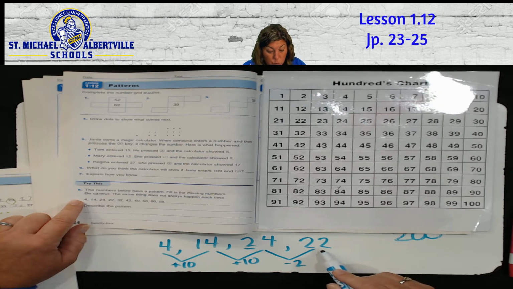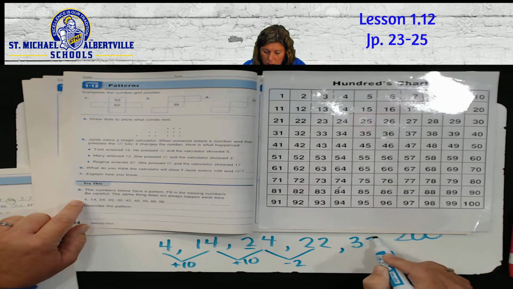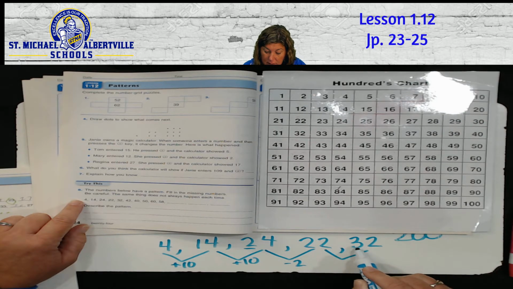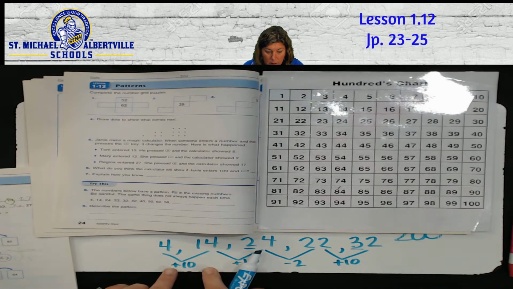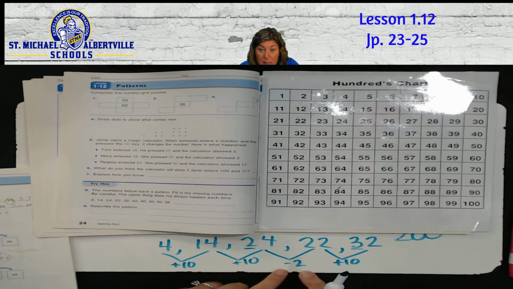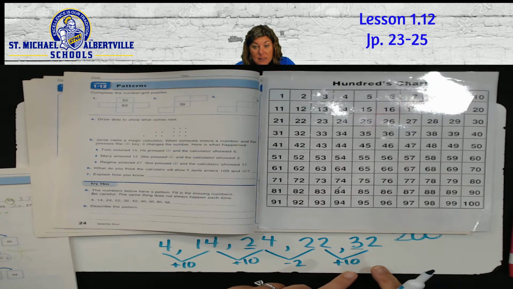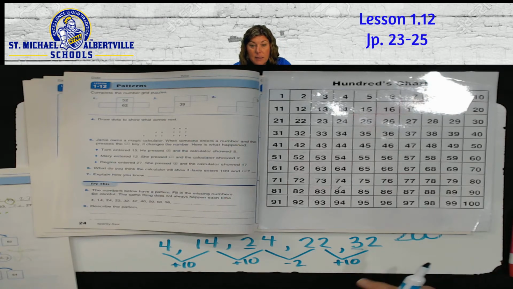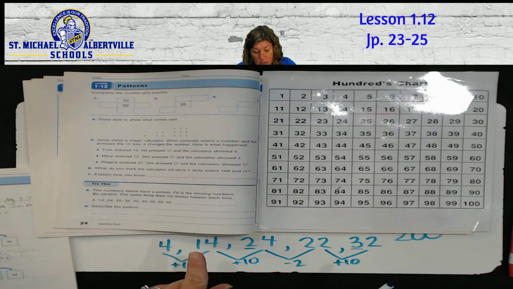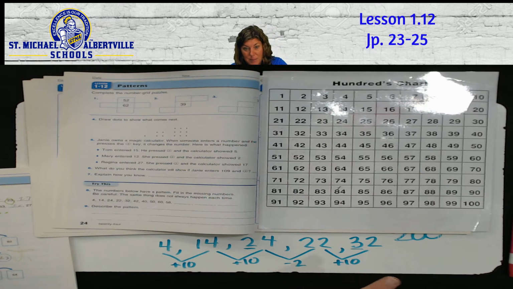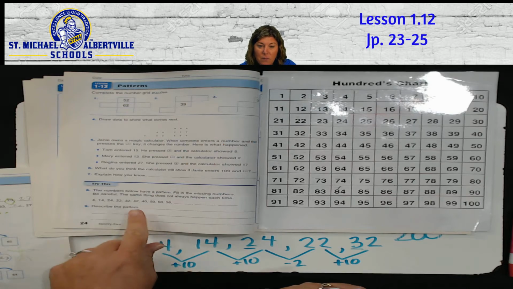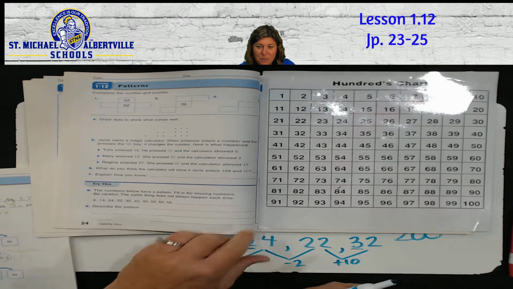Then they go from 22, they go to 32. And that isn't minus 2, but that's the 10's changing. That's plus 10. You're going to start seeing a pattern. Plus 10, minus 2. Plus 10, see if the pattern keeps going. Sometimes the pattern isn't going to go just plus 10, plus 10, plus 10, plus 10, plus 10. You have to look closely each time to make sure the pattern goes in that order. See if you can fill out the rest of the pattern here.